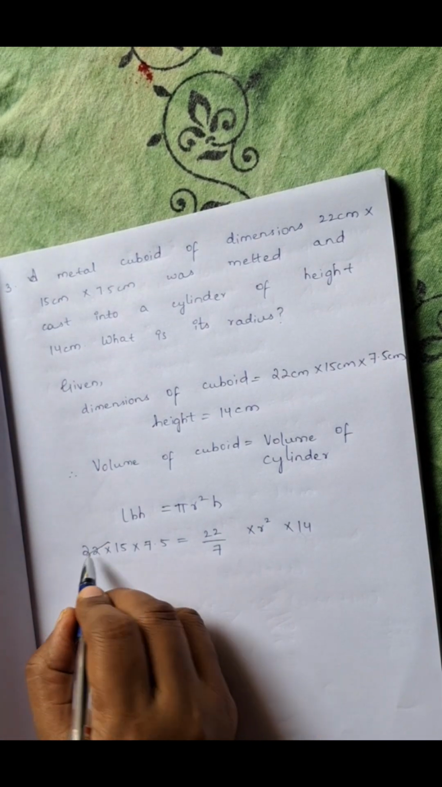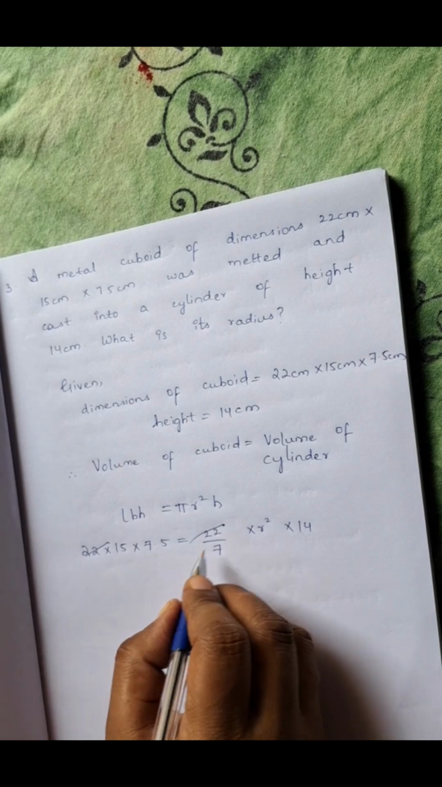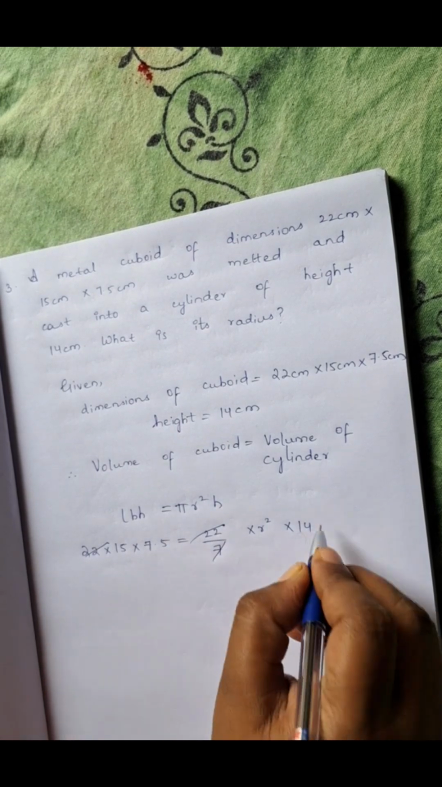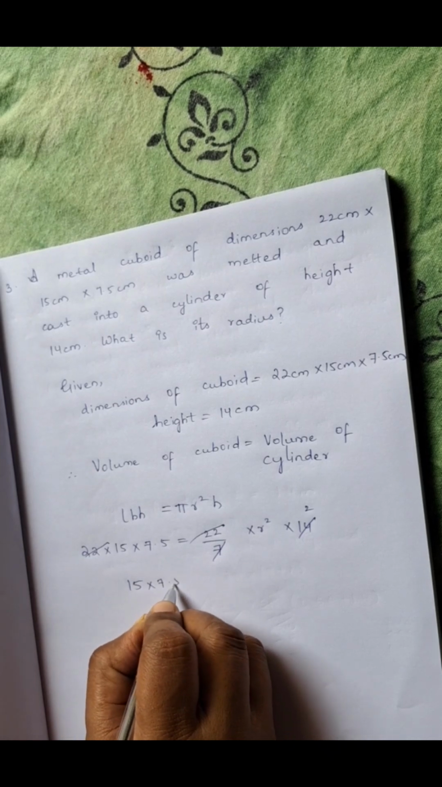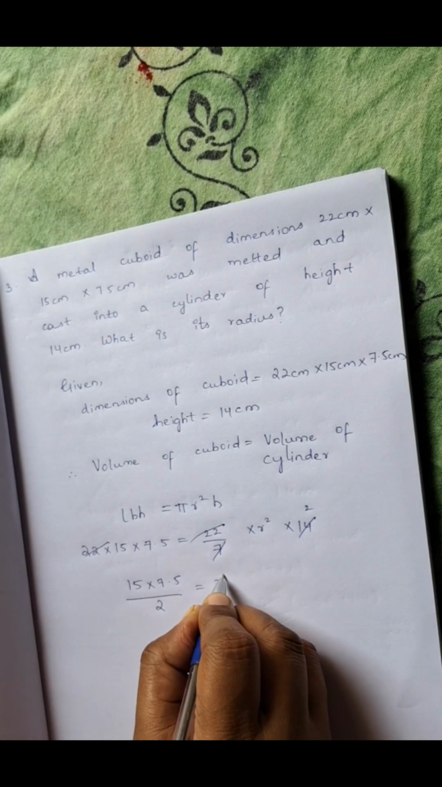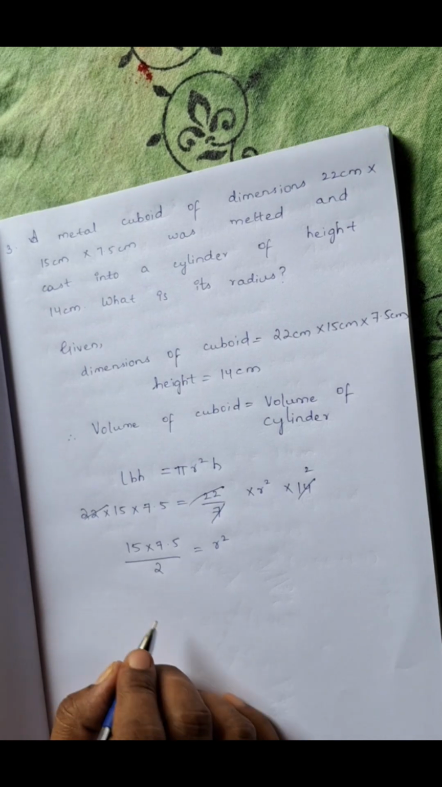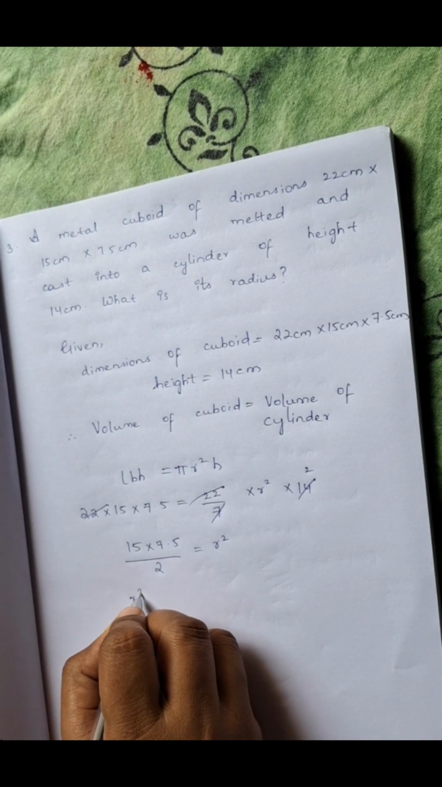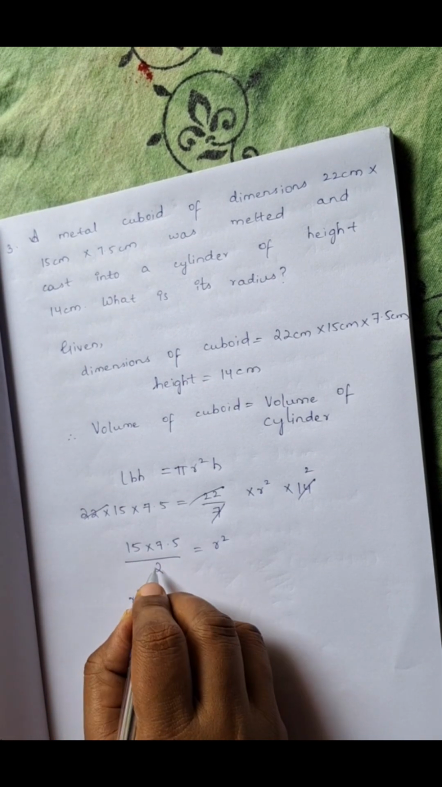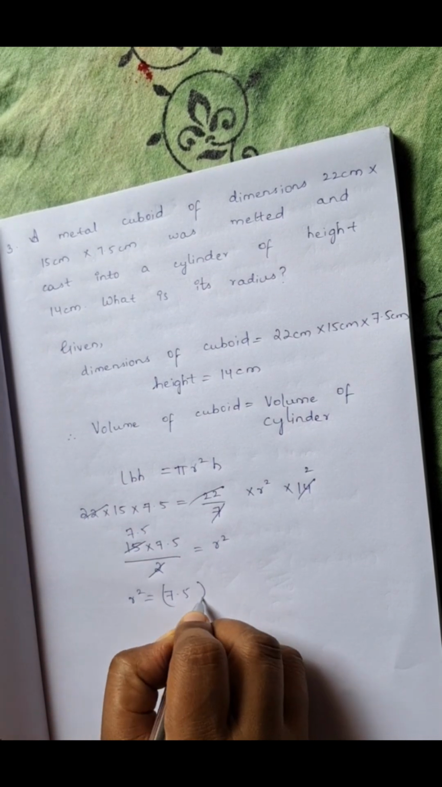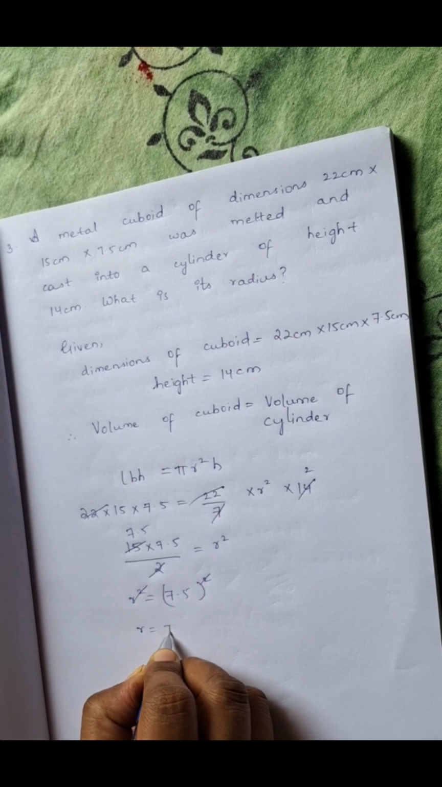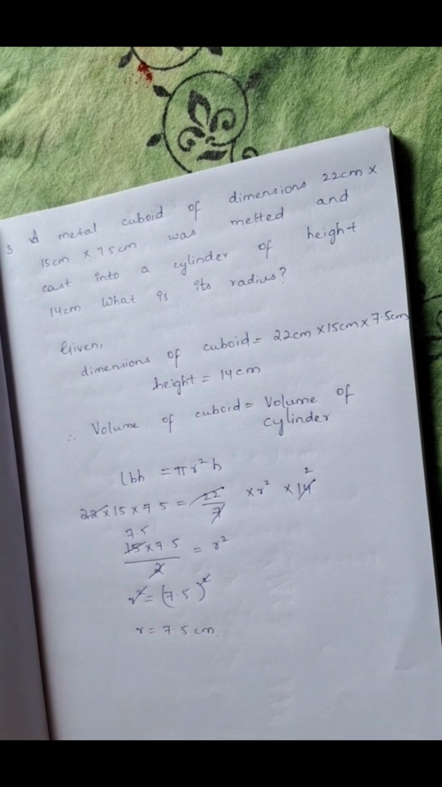Now, so here you can see 22 gets cancelled, okay, and the remaining information we'll put this side. 7 ones are 7, 7 twos are 14, right? So 15 into 7.5 by 2 is equal to r square, right? So this will be r square is equal to, 2 ones are 2, 2 sevens are 14, 2 fives are 10, 7.5 whole square. So what will be r? R is nothing but 7.5 centimeter, right? So we found out the radius of it. So this is nothing but our answer.